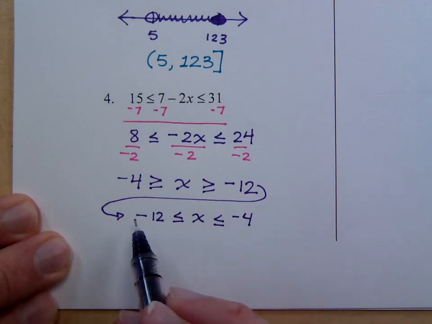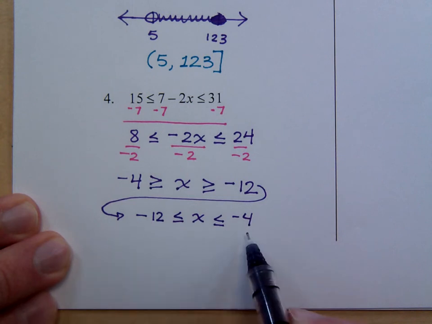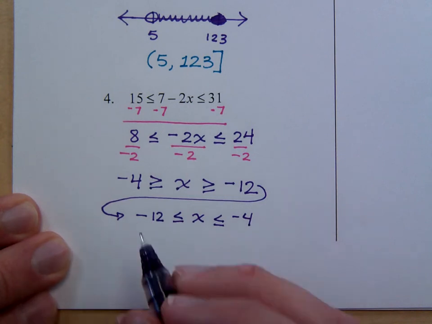Notice that the inequality implications still go the same way. Negative 4 is greater than negative 12. Negative 12 is less than negative 4. So it all makes sense.